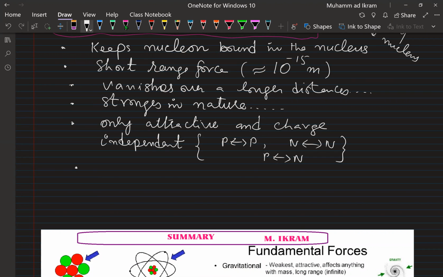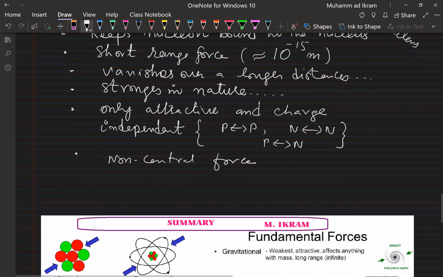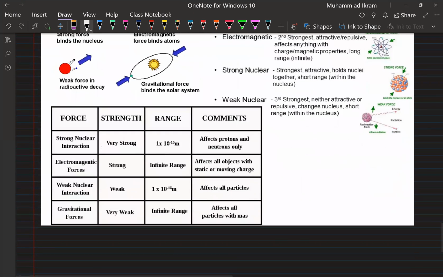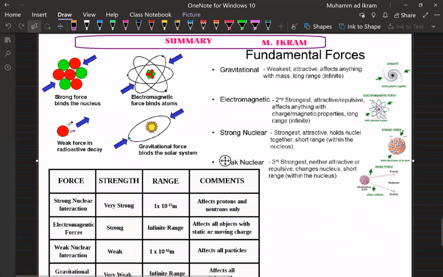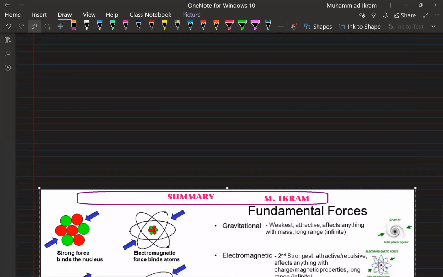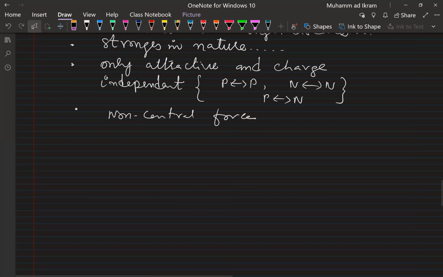This is a non-central force. Non-central force means it does not necessarily act along the line joining the centers of the two charged particles, right? Then this is all about the nuclear force. Okay. The next force is the weak force. The weak force is also called the electroweak force.